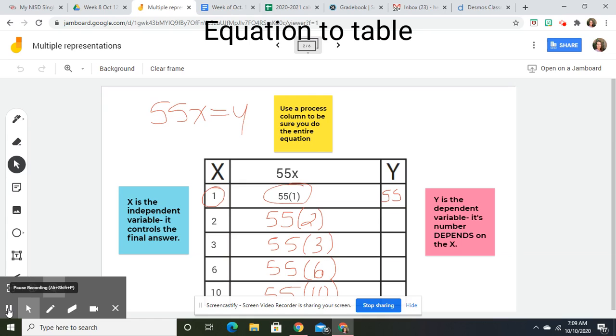So 55 times 2 is 110. 55 times 3 is 165. Now, along the y, so far we could count by 55s. However, now that we're going to do 6, we cannot just simply count by 55s. We have to work that out. And 55 times 6 would be 330. And then the final one at the bottom is 55 times 10. That would be 550. So each of these is how far she can go in this many hours. So if Holly drives 3 hours, she is going to drive 165 miles. So we have now gone from an equation to a table.